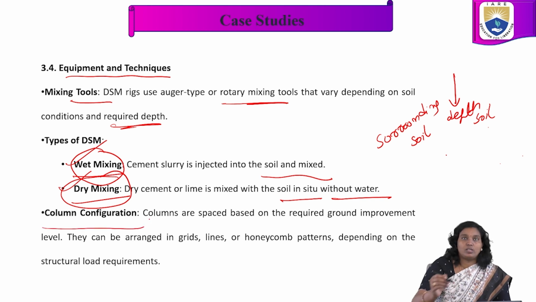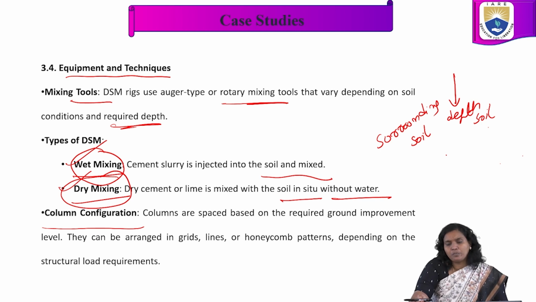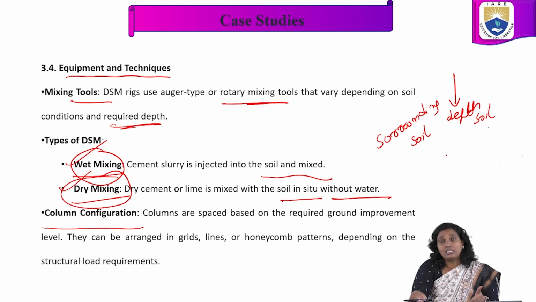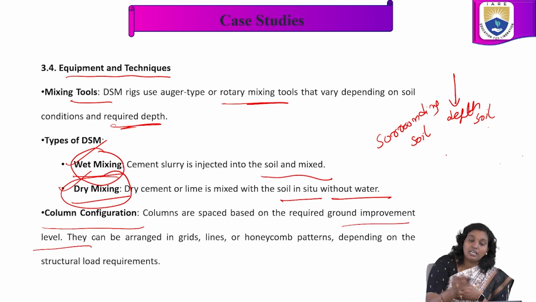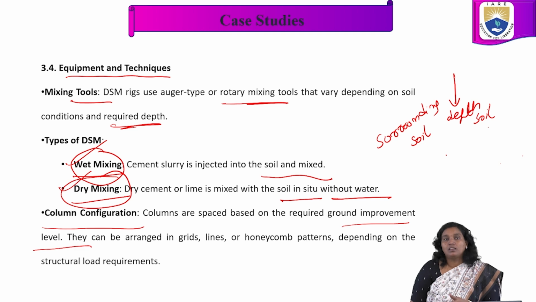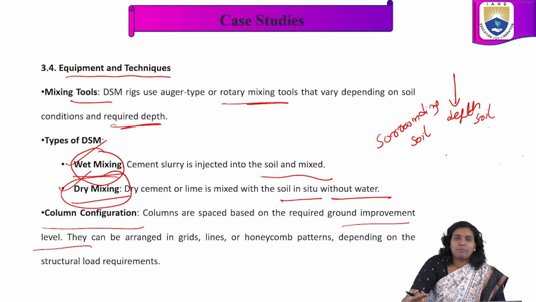One more thing we are understanding as part of this equipment and techniques is the column configuration. Once we do the deep soil mixing process with the equipment and the binder, they form columns. These column configurations are based on the required ground improvement level. It depends upon how much depth we require for this process, and until where we choose to go, as per the soil conditions and the project requirements.